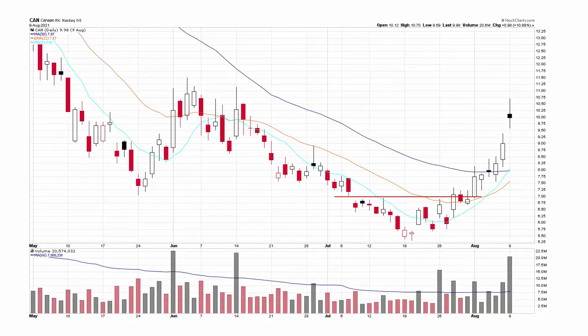All right, next one is CAN. Decent basing pattern. Was on my radar. I'm not going to play the first move. Whenever it comes to a bottoming pattern, I always let the first move happen, let the stock prove itself, and then once it gets going, like the second move, then we're all getting involved.